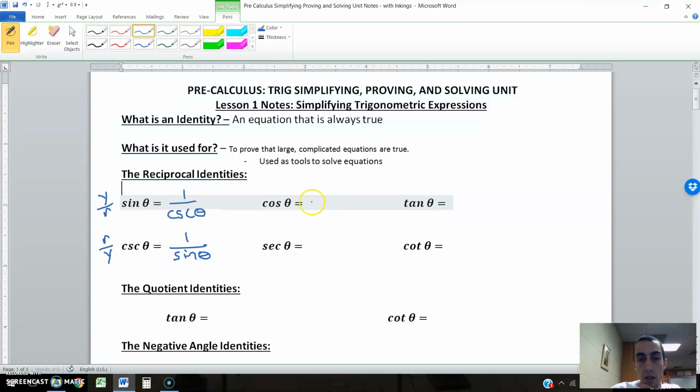Now same thing with cosine and secant. Cosine of theta is 1 over the secant of that angle, and the secant of that angle is 1 over the cosine of that angle. That's an interesting one. Tangent's 1 over cotangent, and cotangent is 1 over tangent.